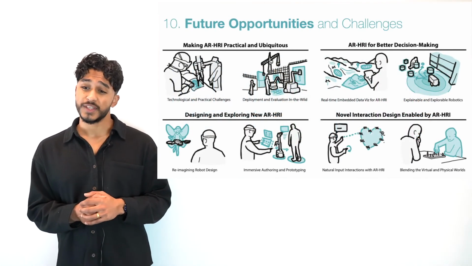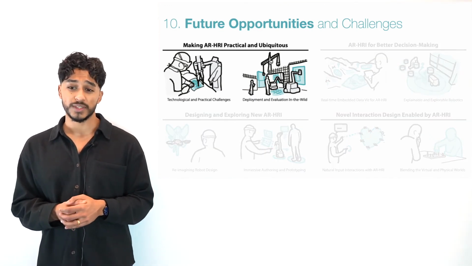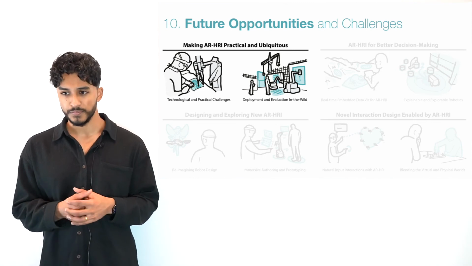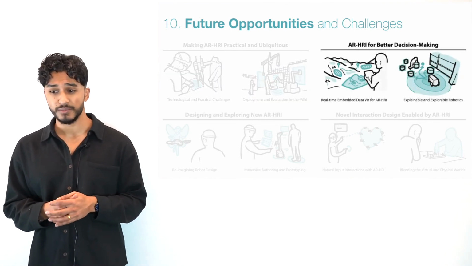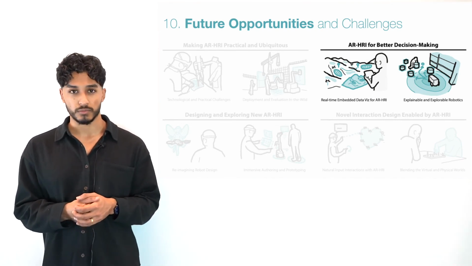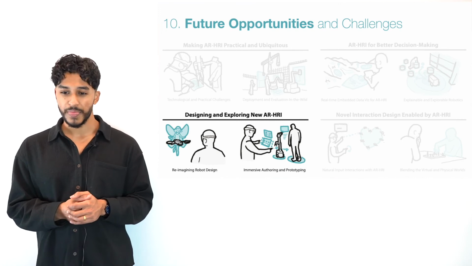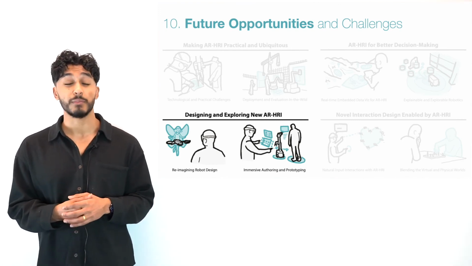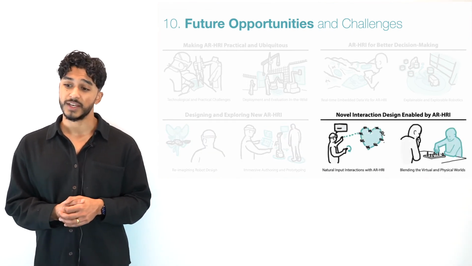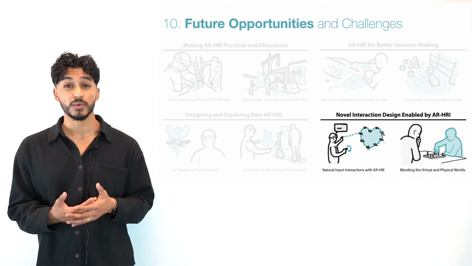And in terms of future opportunities and challenges, we had 4 things we wanted to focus on. The first one is making AR/HRI practical and ubiquitous, things like technological and practical challenges, and also deployment and evaluation in the wild. We also had AR/HRI for better decision making, including real-time embedded databases for AR/HRI, and also explainable and explorable robotics. We also had designing and exploring new AR/HRI, which includes reimagining robot design and also immersive authoring and prototyping. And finally, we had novel interaction design enabled by AR/HRI, which included natural input interactions with AR/HRI and also blending the virtual and physical worlds together.